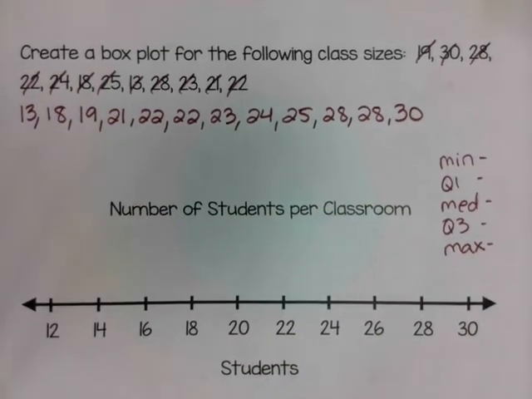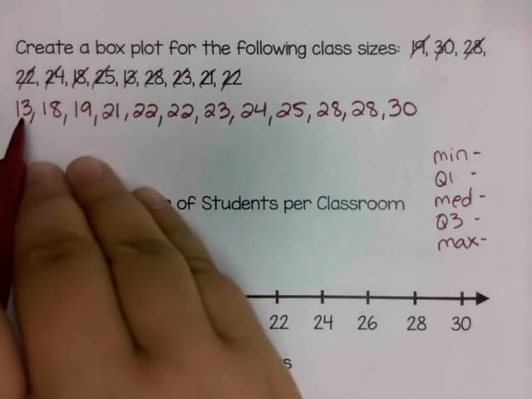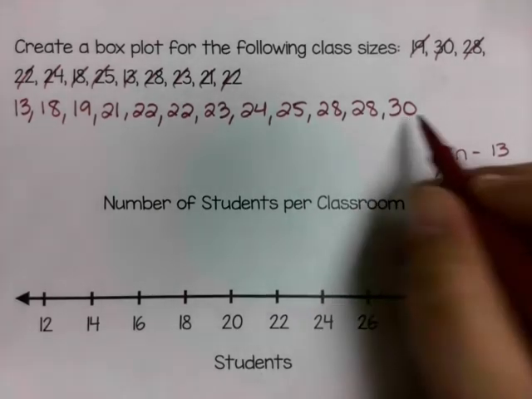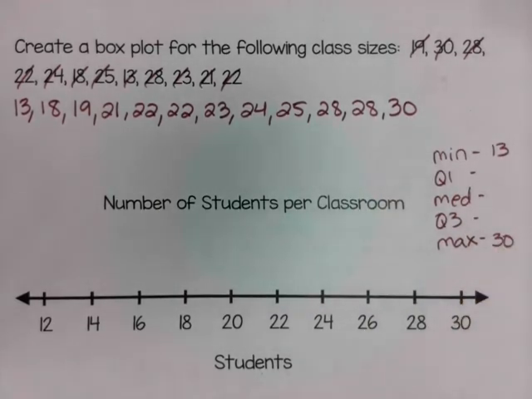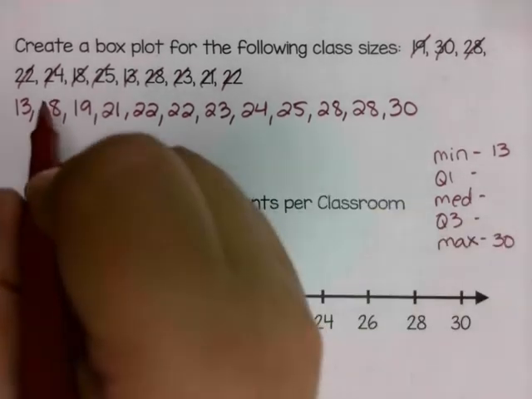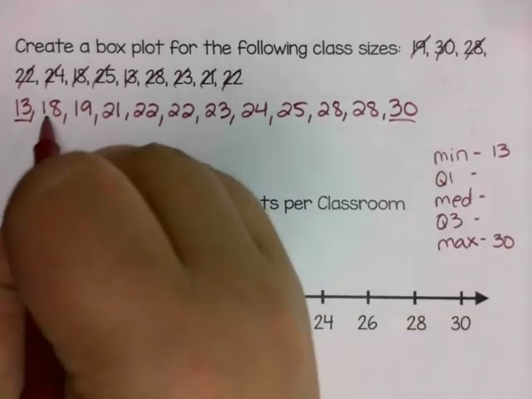All right, so let's start finding that 5-number summary. We'll start with the minimum. Minimum is the lowest number of 13. Maximum is the highest number of 30. And then the next thing we're going to find is the median. So median is the middle. So low, high.